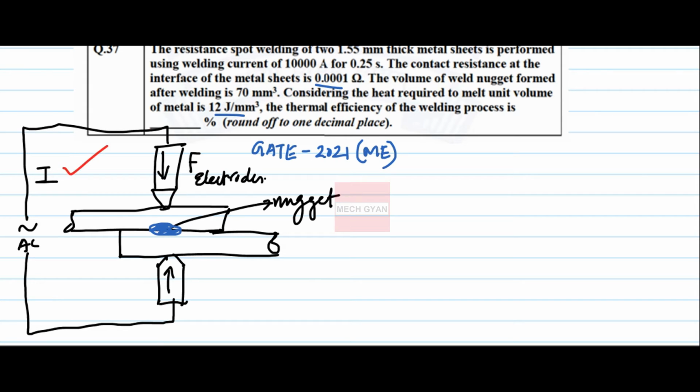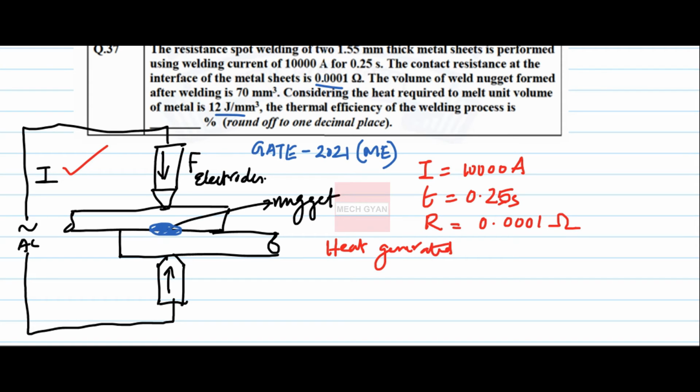This welding current I is given as I equal to 10,000 amps, and it is for 0.25 seconds, and the resistance is given. Contact resistance at the interface is given as 0.0001 ohm. So from these three we can find out the heat generated. So heat generated in joules equal to, we know that it is I square R into T. So that is our first equation.